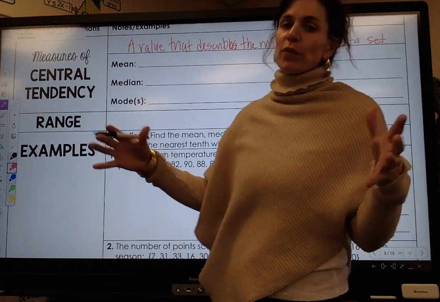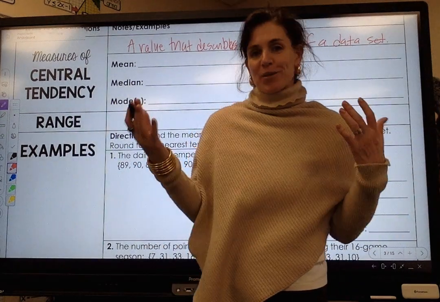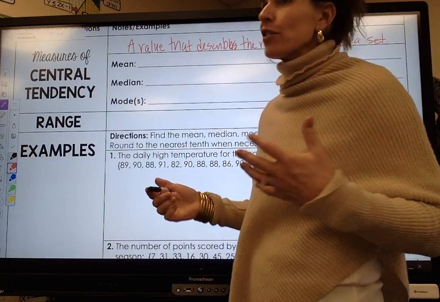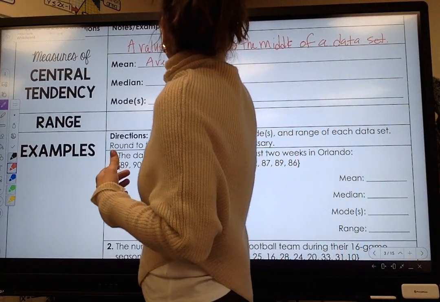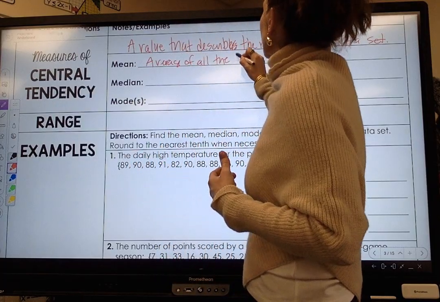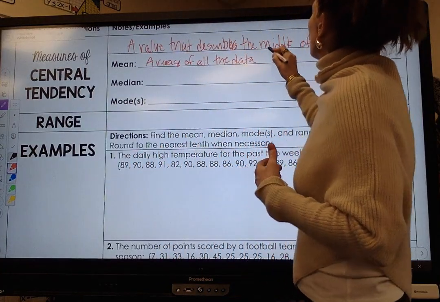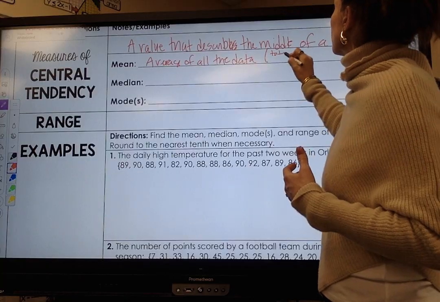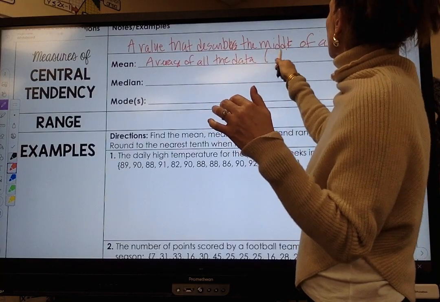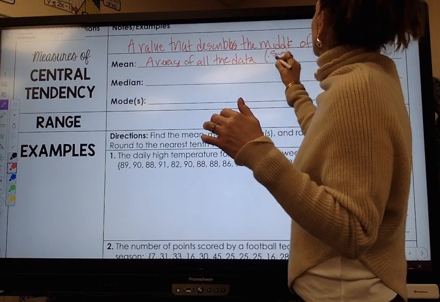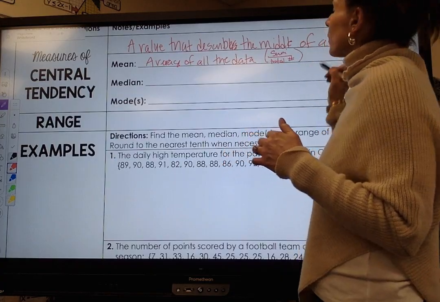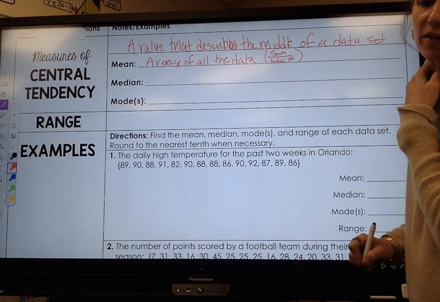And I know that you've seen these before, so this will be a review. Mean, median, and mode. So the mean is the average, right? That's the average of all the data. And how do you get the mean? Well, remember, it's the sum, divided by the total number. Okay, so that's how we get the average.